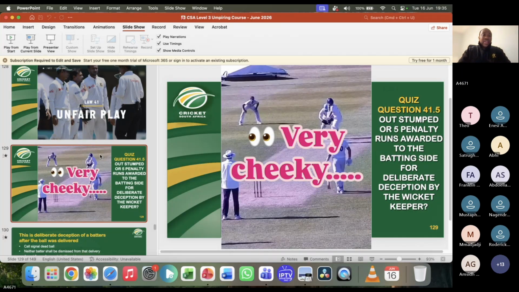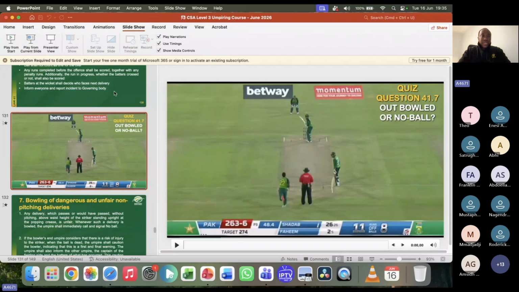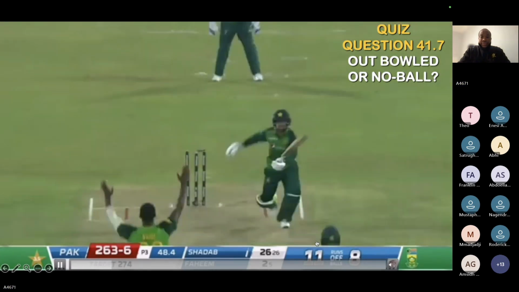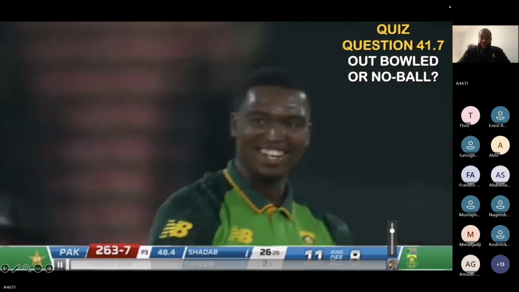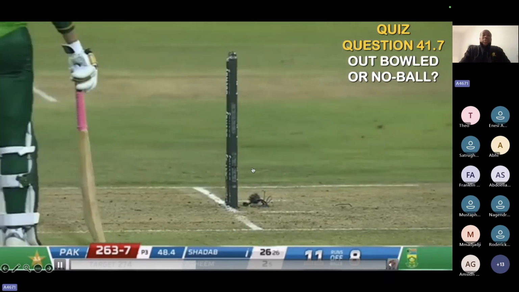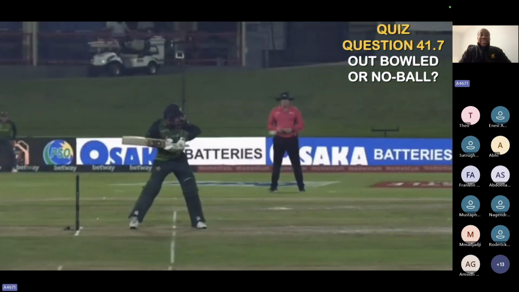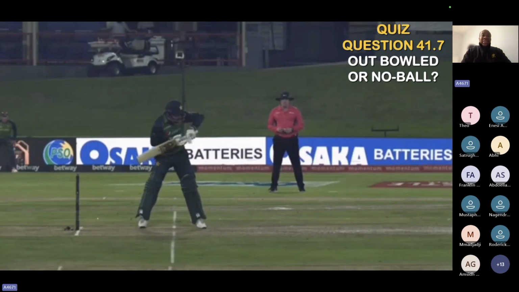Then we move on to the last quiz question, 41.7. Lungi Ngidi bowling to Shadab Khan. We will see quite clearly on the replay that this delivery is above waist height with the striker standing upright at the crease. Therefore, the correct answer to this scenario is no ball.